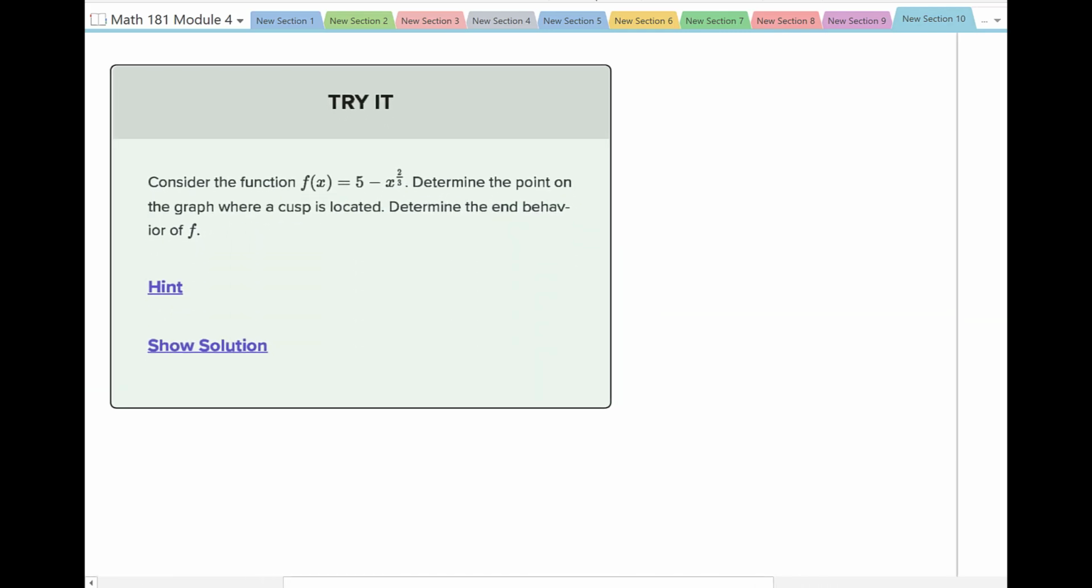Consider the function f of x equals 5 minus x to the 2/3. Determine the point on the graph where the cusp is located. Determine the end behavior of f.